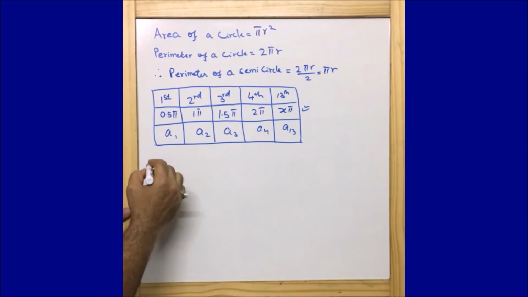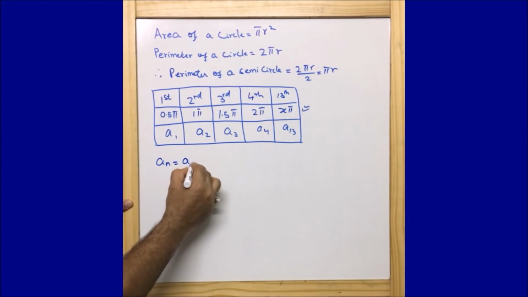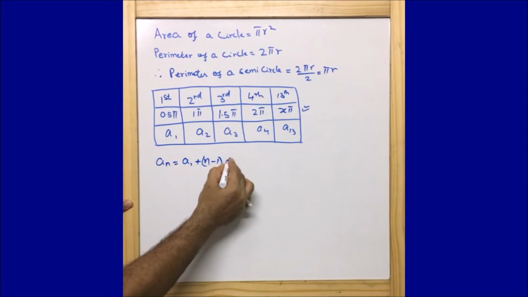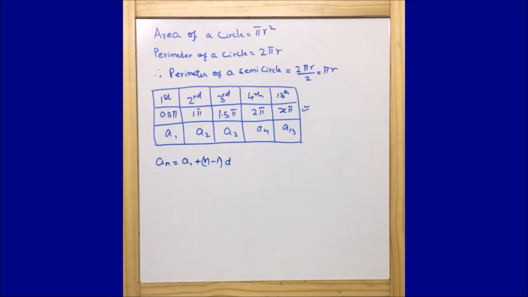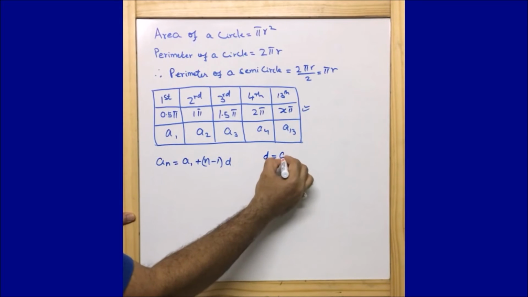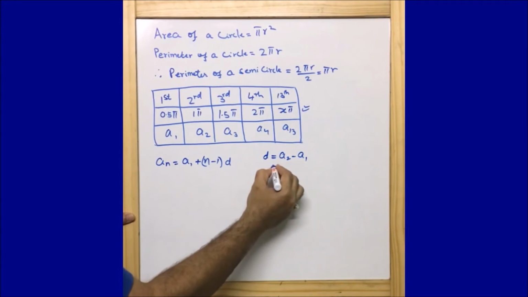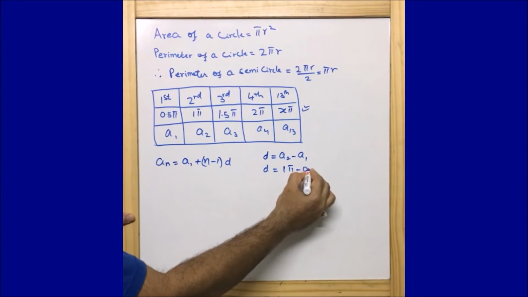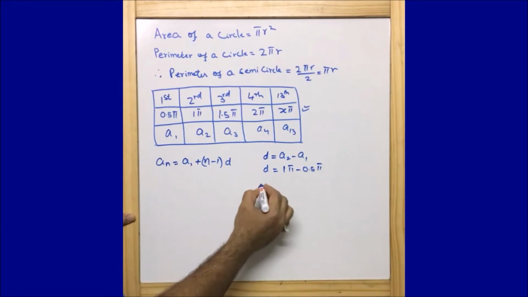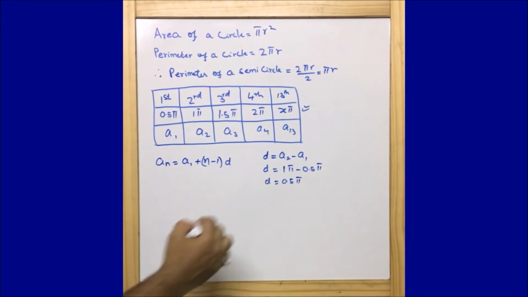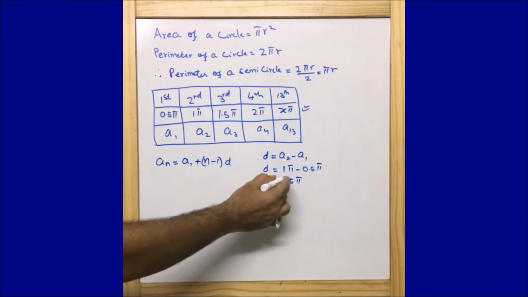That means we will use our first formula. An is equal to a plus (n minus 1) into d. Now guys, here what is d? d is the common difference. So let us first of all find out d. d is equal to a2 minus a1, or I can write d is equal to 1 pi minus 0.5 pi, or d is equal to 0.5 pi. So guys, we are able to find out the value of d as 0.5 pi.